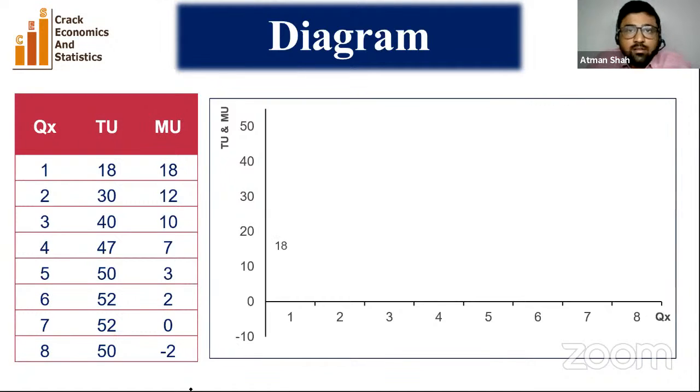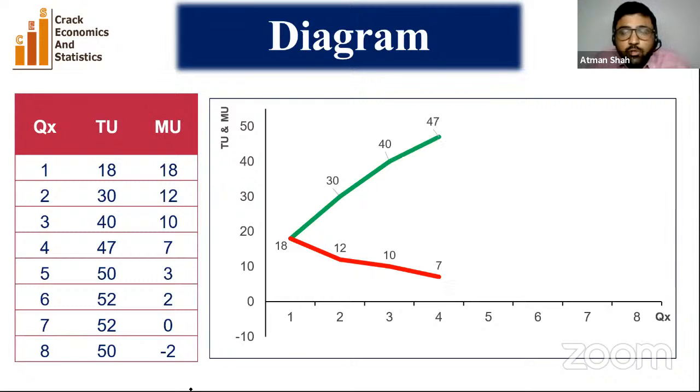Now let's start with first unit of commodity X. So total and marginal utility is 18. So it starts from this point. Second unit, total utility is 30 and marginal utility is 12. Third unit, total utility is 40, marginal utility is 10. Fourth unit, total utility is 47, marginal utility is 7. Fifth, total utility is 50, marginal utility is 3. Sixth, total utility is 52, marginal utility is 2.